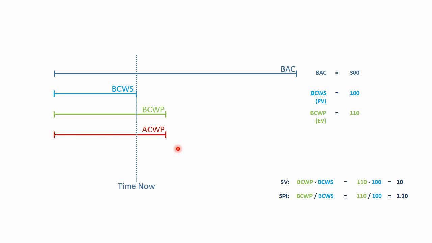Here, the actual cost of work performed is 110 hours. So the cost variance is the budgeted cost of work performed, the earned value taken, minus the actual hours spent to accomplish that work. It's 110 minus 110, 0. So again, this person's ahead of schedule, and this person actually spent more money than was scheduled in the plan, but because more work was accomplished, the cost variance is 0. Likewise, the cost performance index is the budgeted cost of work performed divided by the actual cost of work performed. 110 divided by 110 is 1.0.